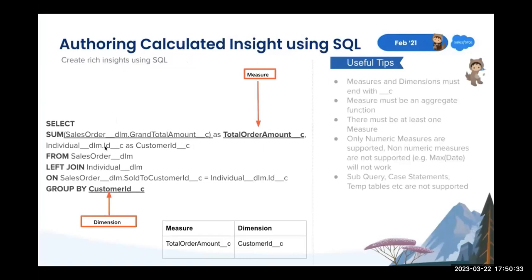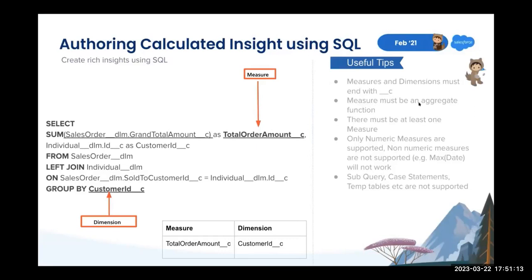Some tips here. When you're defining them, you will need to provide an alias. In this case, I want to do the sum of grand total amount, and total order amount underscore c is the measure. That's how we store this in our system, and that's how it will be available for you to refer to this value in segmentation, activation, or via APIs. Similarly for the dimension. A few useful things: measures and dimensions must end with underscore c. That's a way for us to understand how you're defining them.